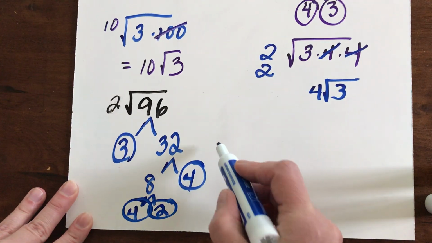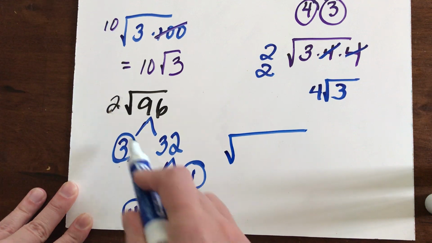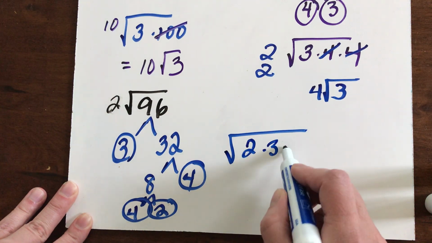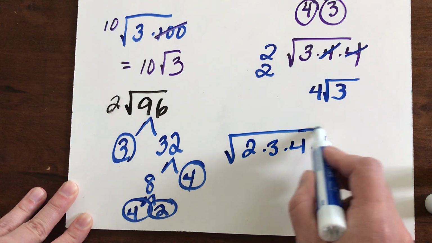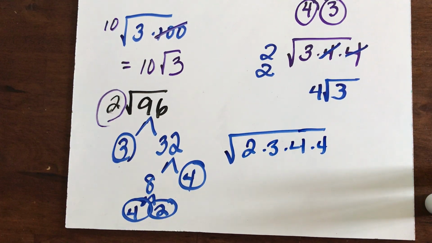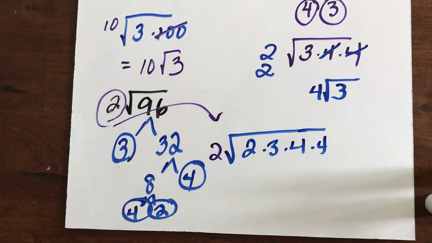So then what I'm going to do is write this really big long radical sign, and I need to put all these numbers that I have circled underneath the radical sign in order. I have a 2, a 3, a 4, and a 4. Now, what about this guy? Where do you think he goes? The 2. Just put him out front. So all that means is when I pull stuff out, I'm going to end up multiplying it by 2.